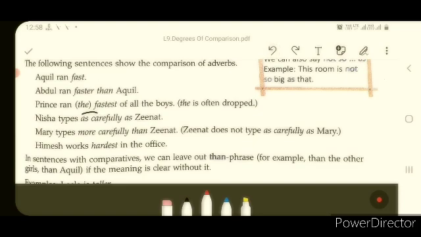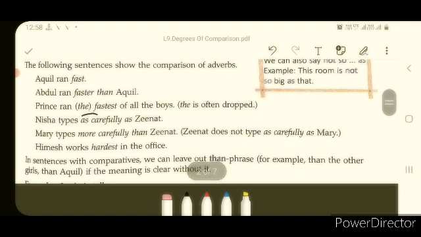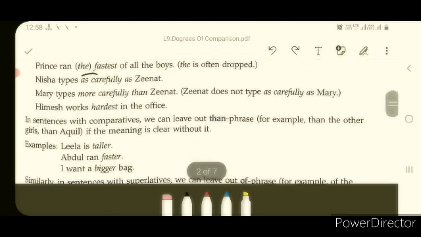Right. Himesh works the hardest in the office. So Himesh is a worker. Hardest is superlative, isn't it? It shows that he is the best worker among all who work very hard, compared to all other workers.